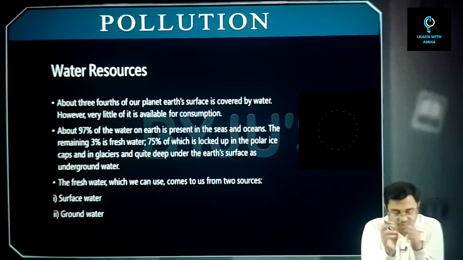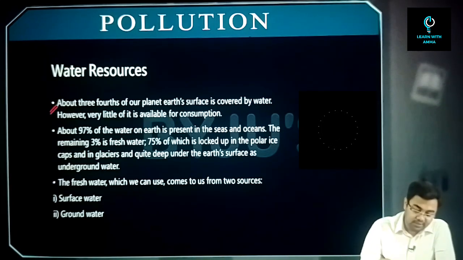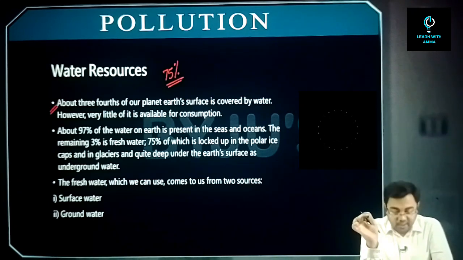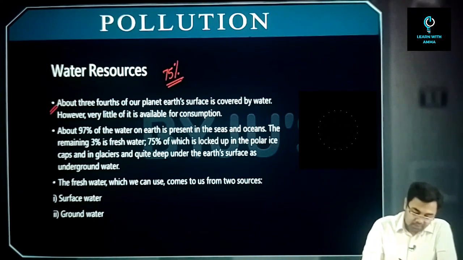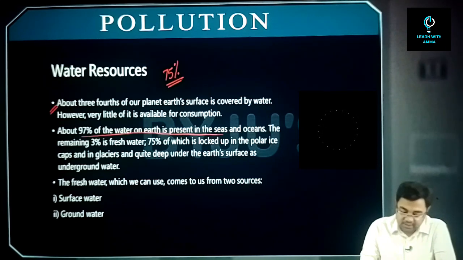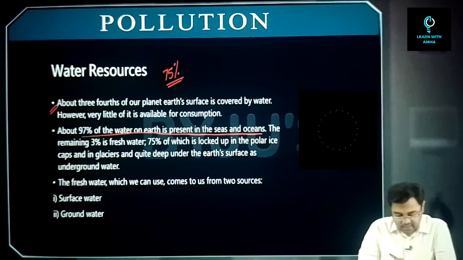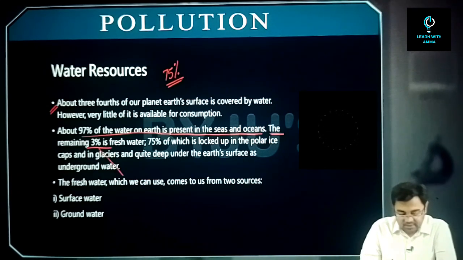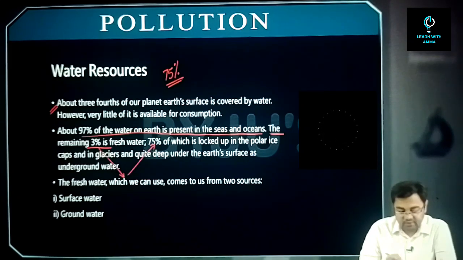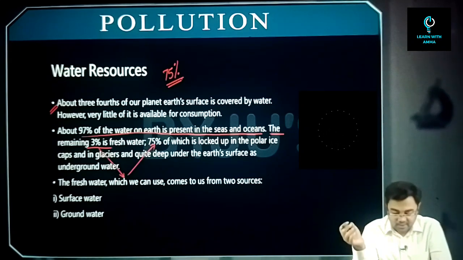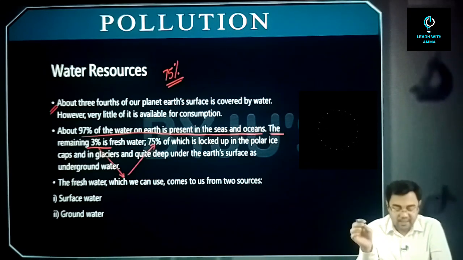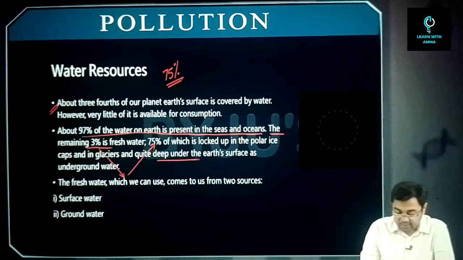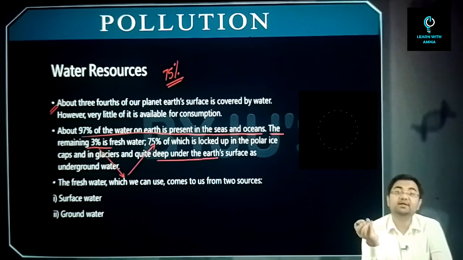Why fresh water? Because we know that approximately 75% of the earth is water. But out of this, 97% of the water on earth is present in seas and oceans. The remaining 3% is fresh water. But the problem is, in this 3% also, 75% is locked under polar ice caps and glaciers, and also deep under the earth's surface as underground water.